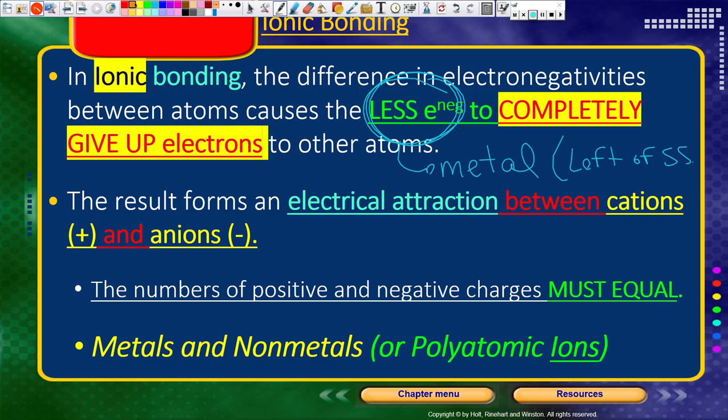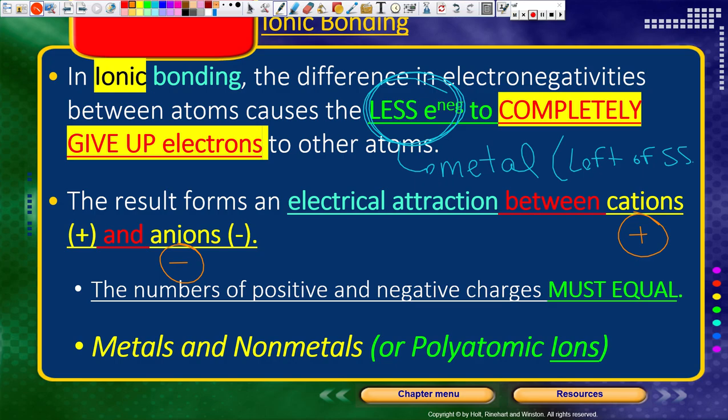So now let's reread that one more time and keep going. In ionic bonding, the differences in electronegativities between atoms causes the less electronegative element to do what with its electrons? Highlight that. Make sure you know that. In an ionic bond, what happens to its electrons? It is completely given up. I cannot stress that importance enough. In an ionic bond, electrons are completely given up. The result forms an electrical attraction between cations. What's the sign of a cation? Positive. And an anion, what's the sign of an anion? Negative.